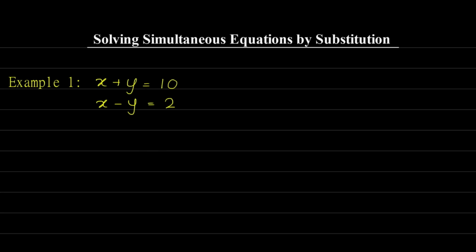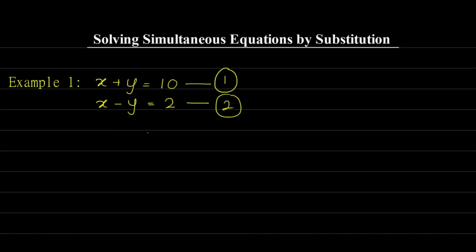Hello everyone. Today we are going to learn how to solve simultaneous equations using the substitution method. To understand this technique, let us consider an example. We have two equations here with variables x and y, and we want to solve for x and y. Let's call the first equation equation 1 and the second equation equation 2.